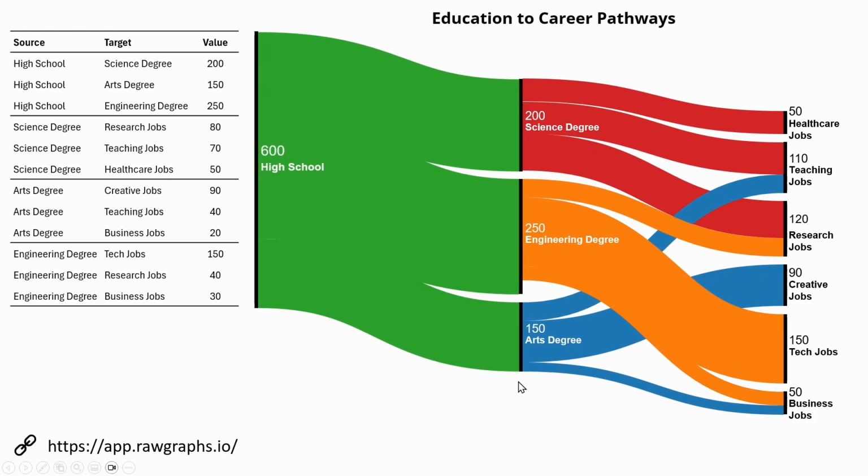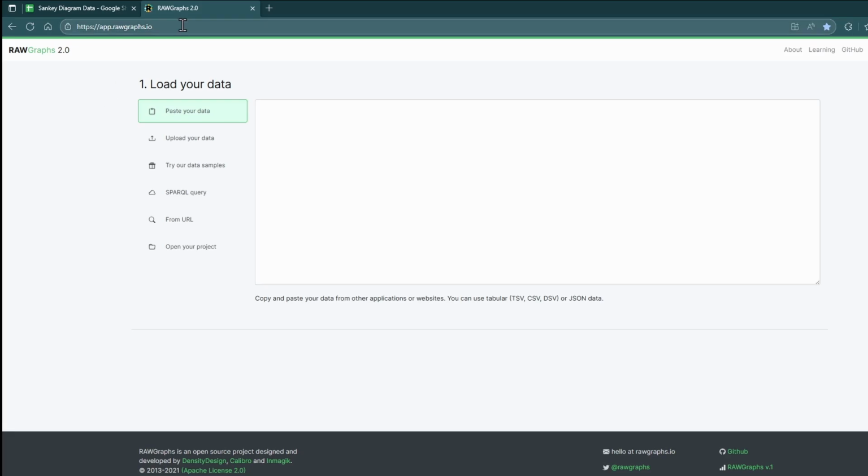Now that we have gone over the basics, let's actually create one. So this here at the bottom is the URL to RAWGraphs. I have loaded up RAWGraphs using the link I showed earlier. This is a very simple interface. You can directly paste your data into this text box here, provided it is either tab separated, comma separated, delimited, or if you have JSON data, you can also paste it here.